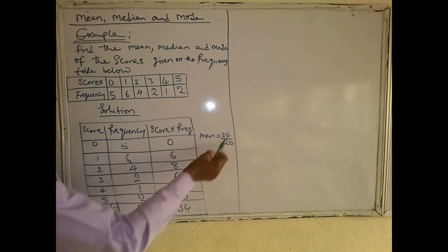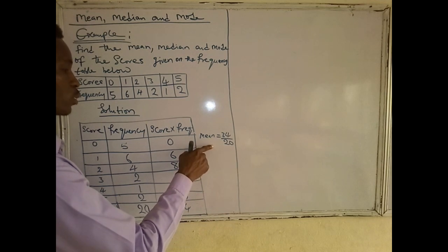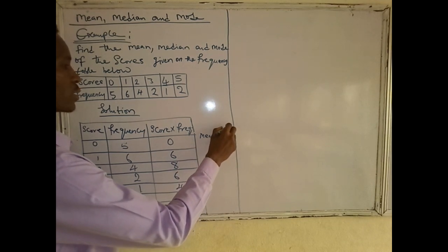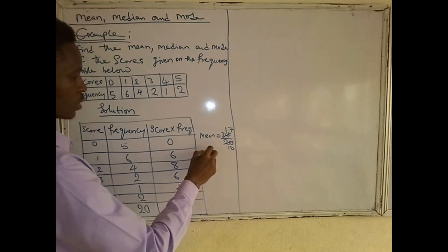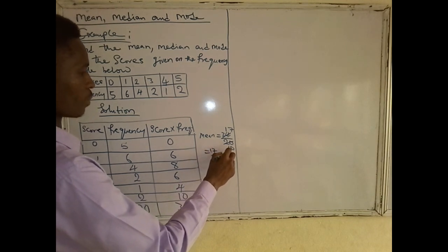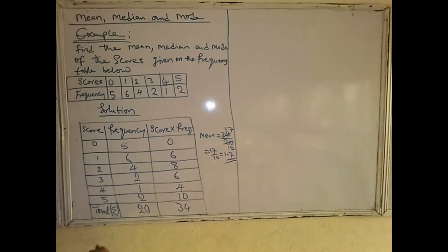Total sum over the number of students that actually took part in the exam. So this is going to become 2 here is 10, 2 here is 17. So this equals 17 over 10, which is 1.7. So this is the mean.